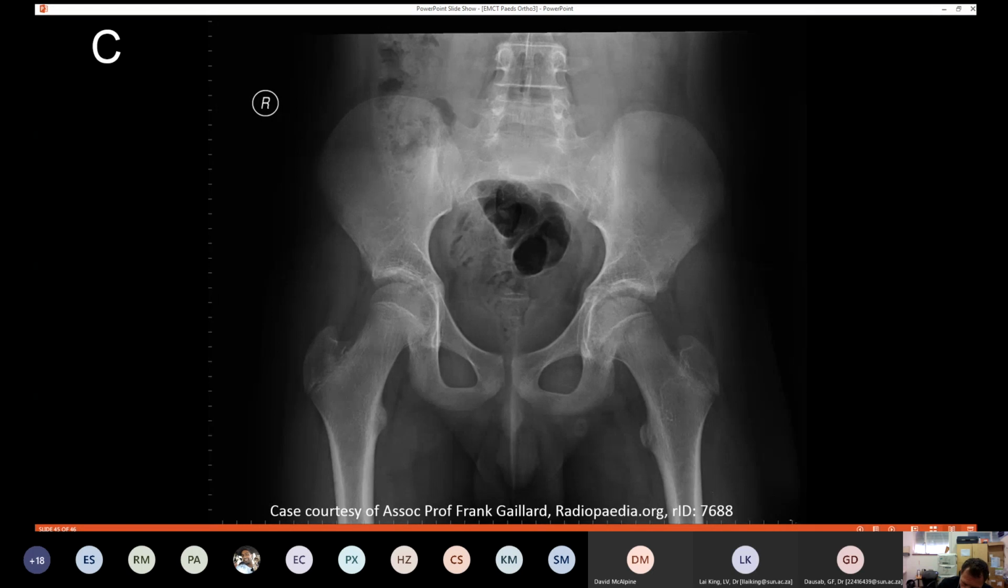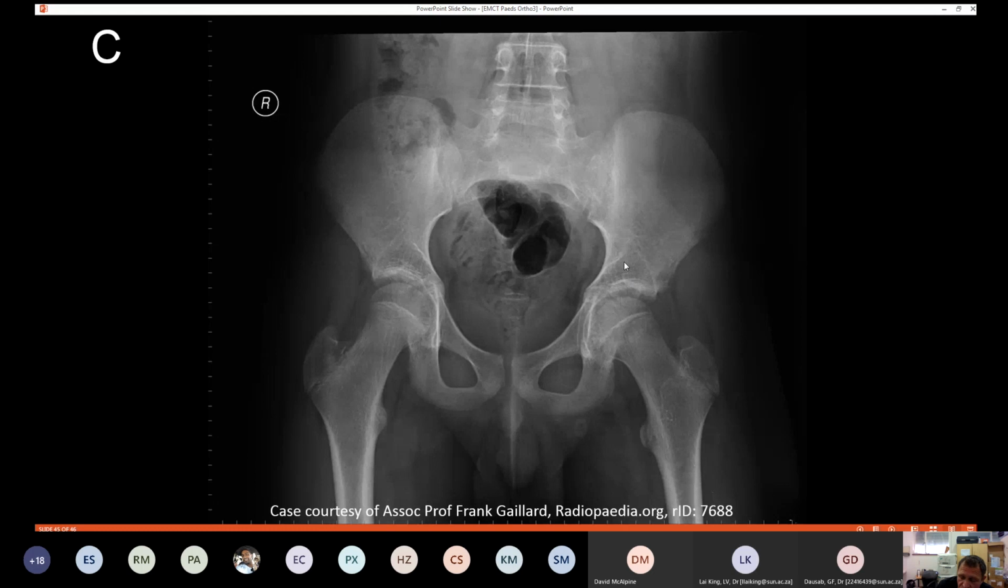So coming back to our poll, 64% chose the correct diagnosis. This is slipped capital femoral epiphysis of the left hip. And if you draw Klein's line, you will appreciate that it's going to miss there.